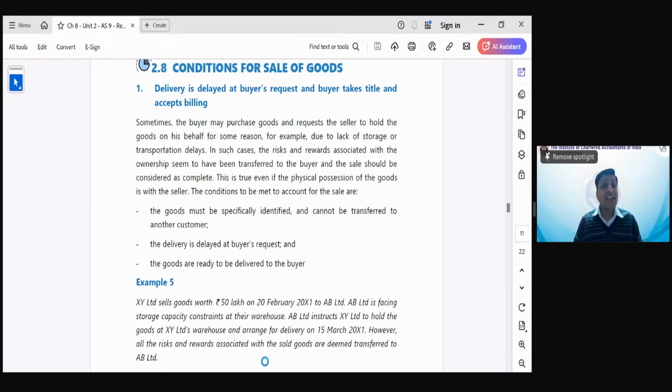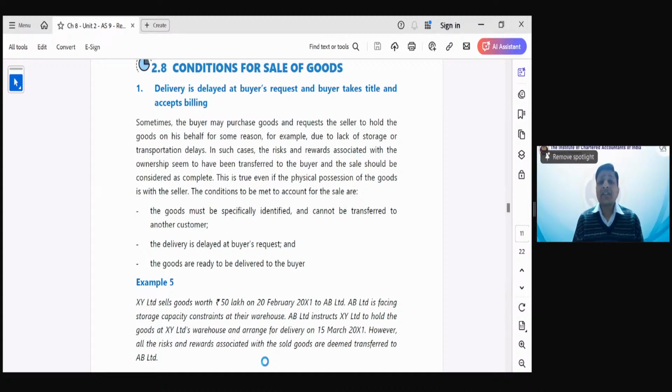Okay. Now, what's the example? At times, delivery may be delayed by the seller. Why? Because the buyer has requested a delay in delivery. Buyer has taken the title. Buyer has accepted the goods.